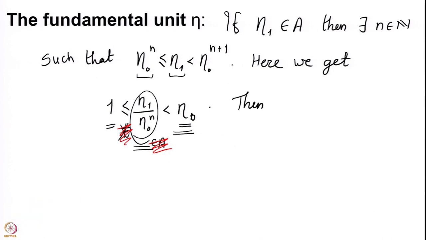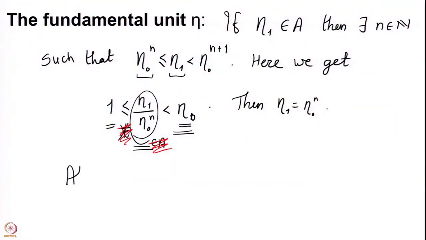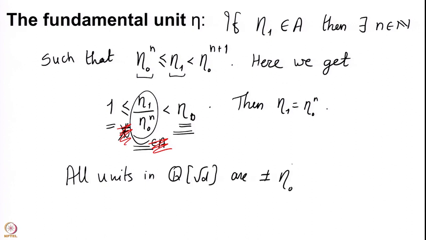So, therefore, we get that eta 1 is eta naught power n. Therefore, every element in capital A is a power of eta naught, and then we can write down all units in Q root D: all units are plus minus eta naught power plus minus n. Or you may just have it to be n, where you let n vary over integers.